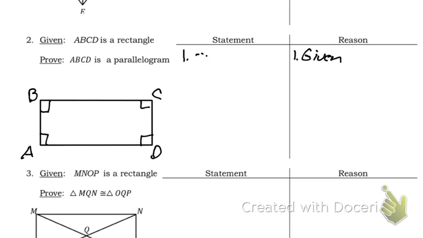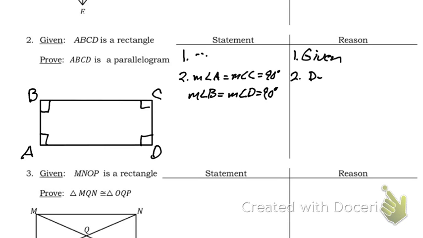And my step 2 is going to already gear it towards what my answer is. I'm going to say the measure of angle A equals measure of angle C equals 90 degrees. I'm also going to put the measure of angle B equals measure of angle D equals 90 degrees. And that is going to be the definition of a rectangle. The definition of a rectangle is all your angles are 90 degrees. That is just what the definition is. So I applied it. All right, my step 3 is actually the answer.